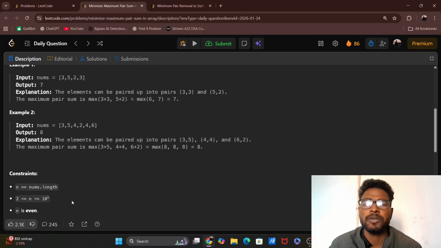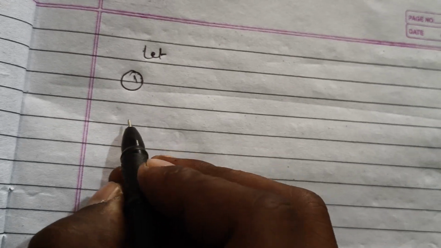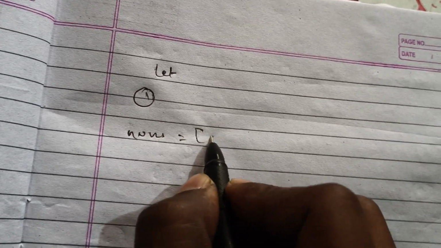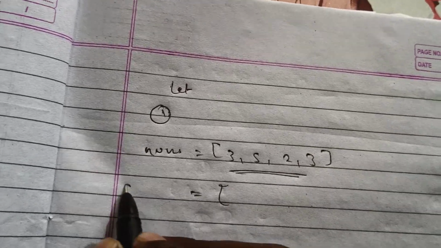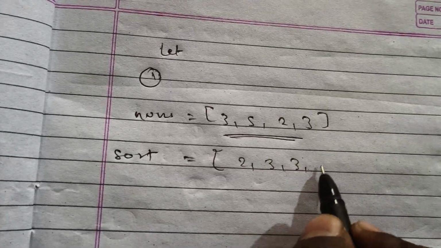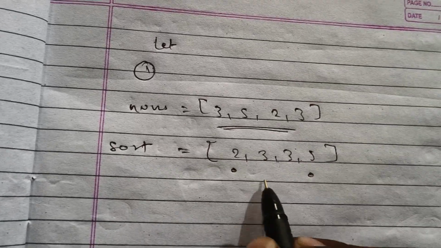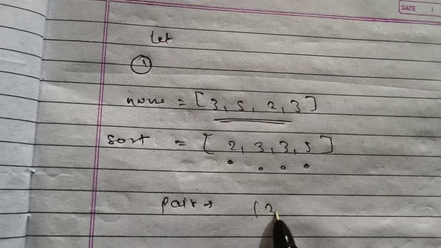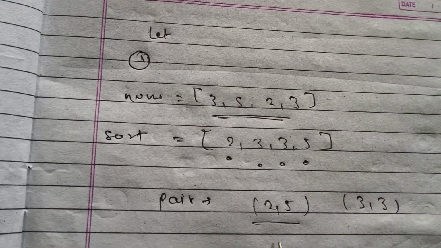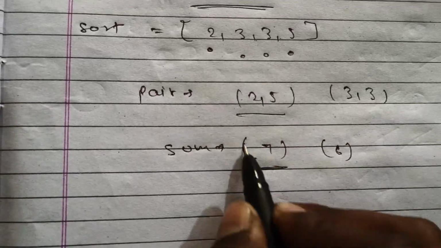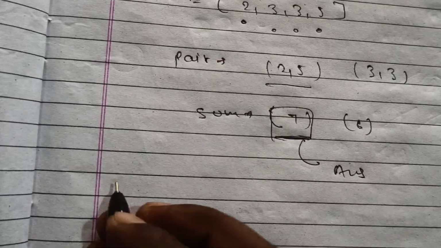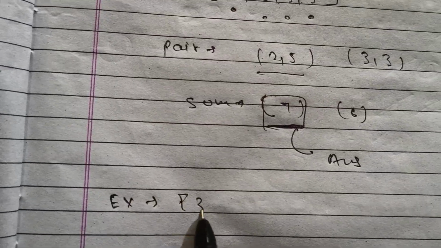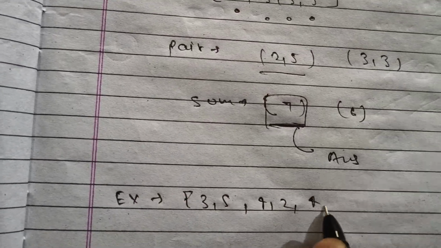Now we will understand the problem on the copy and then we will solve the code. Let's understand by the first example, nums is 3 5 2 3. First of all we need to sort the array. When we sort this array it becomes 2 3 3 5. After this we select first and last, then the pairs become 2 5 and 3 3. The sum of 2 and 5 is 7, and 3 and 3 is 6, and whichever has the maximum value becomes the answer.